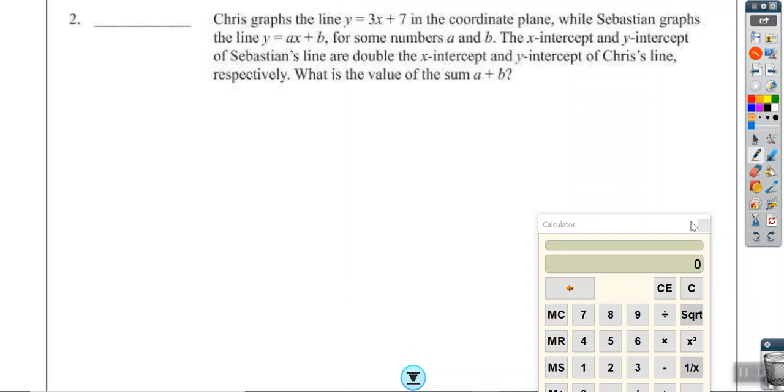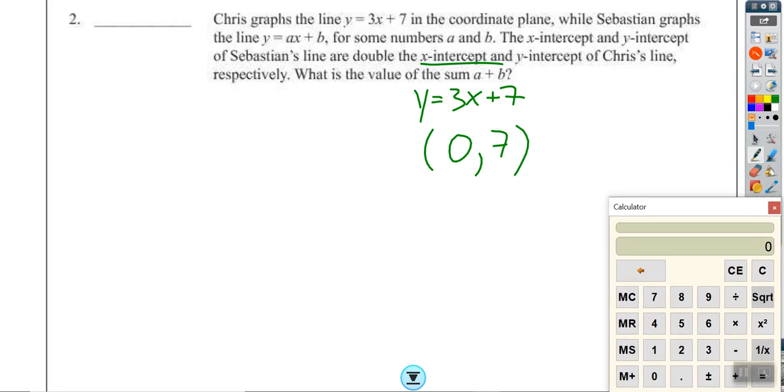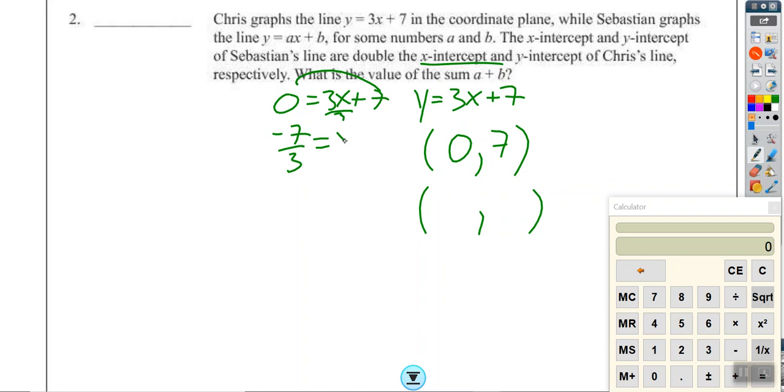All right, so Chris has a line. Now we have slope-intercept form, so we know that the y-intercept is going to be (0, 7). And we want to find the y-intercept and the x-intercepts of both Chris's and then Sebastian's line. I'll get to Sebastian in a second. So here we go. For the x-intercept, y is equal to 0, so we get 0 is equal to 3x plus 7. That means negative 7 divided by 3, because move that over here, then divide by 3, is equal to x. So we get (negative 7 thirds, 0).